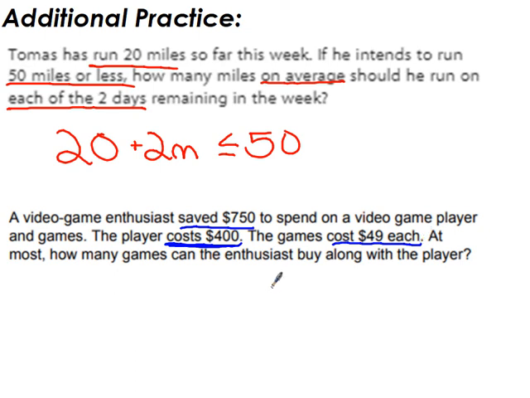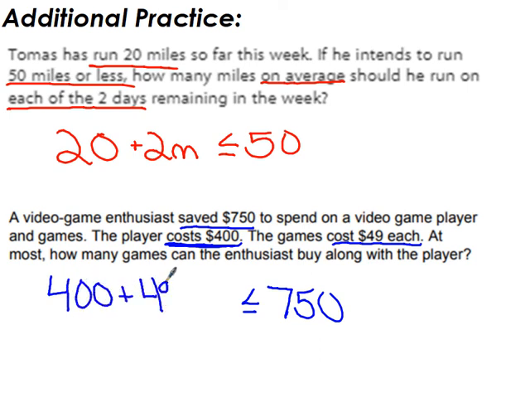So we know this person has a total of $750. They can't spend more than $750. That's all they have, so $750 has to be the greatest number. They can spend exactly $750, that's fine, but they cannot spend more. Now we fill in the left side of how much money they can spend. They buy the console first, plus they get to buy games at $49 each. So I use $49 times the number of games, and all that has to be less than or equal to $750 because they can't spend more than $750. And I am done.